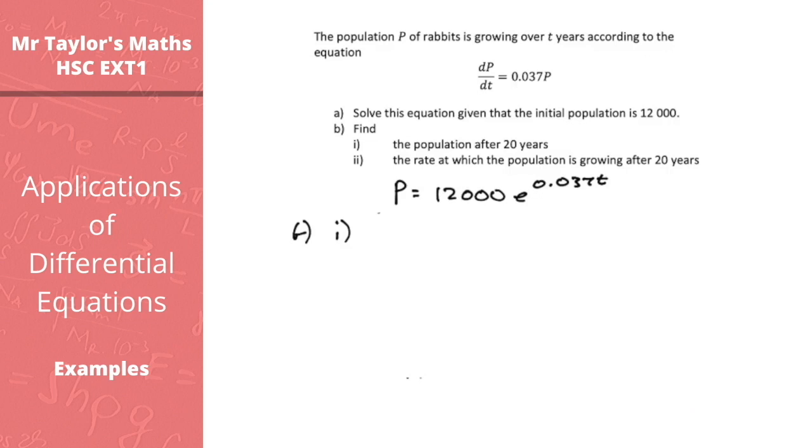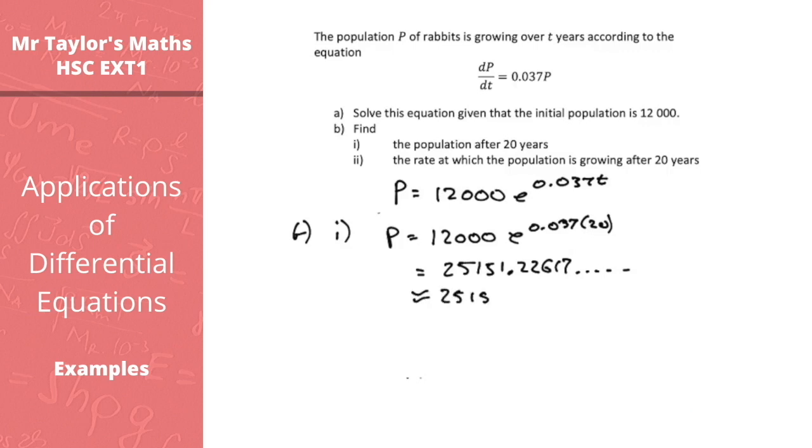What is the population after 20 years? So P is 12,000 e to the 0.037 times 20, and that is 25151.22617. We should definitely round to the nearest whole number, because it's a population of rabbits.